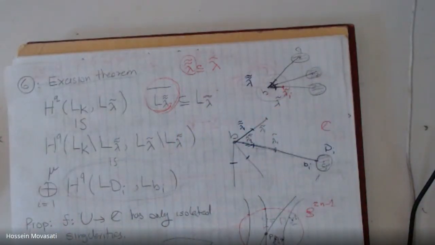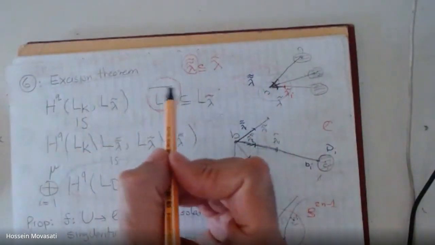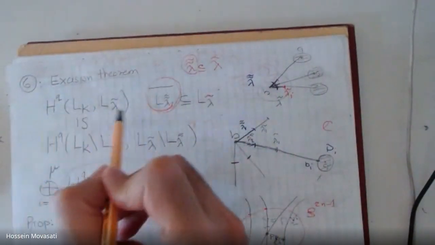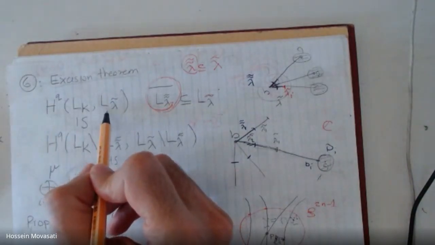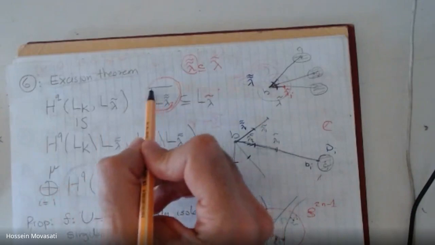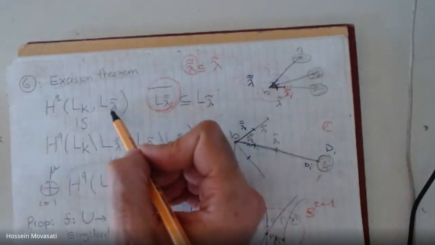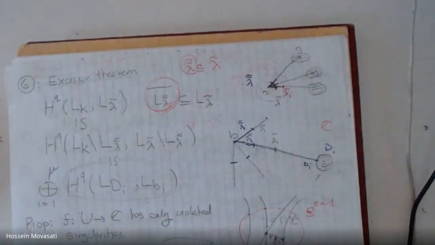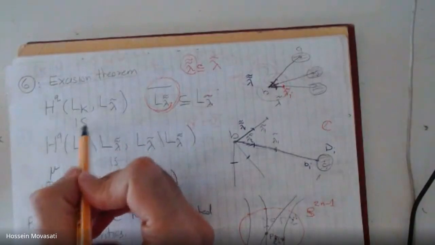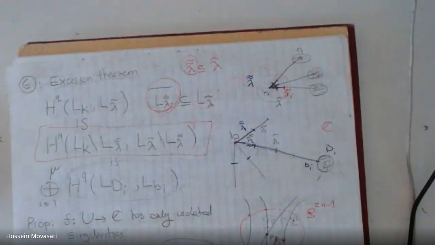Once this is done, the Excision Theorem says that whenever you have a relative cohomology and you have something inside whose closure is still inside there, then you can cut this L double tilde lambda. And so the Excision Theorem will tell you that our cohomology now will become this cohomology.